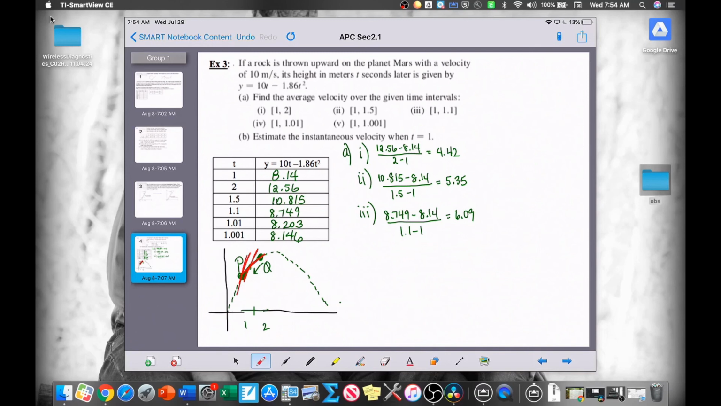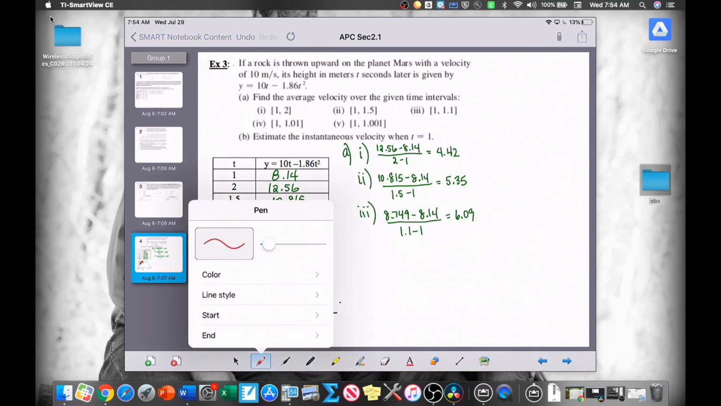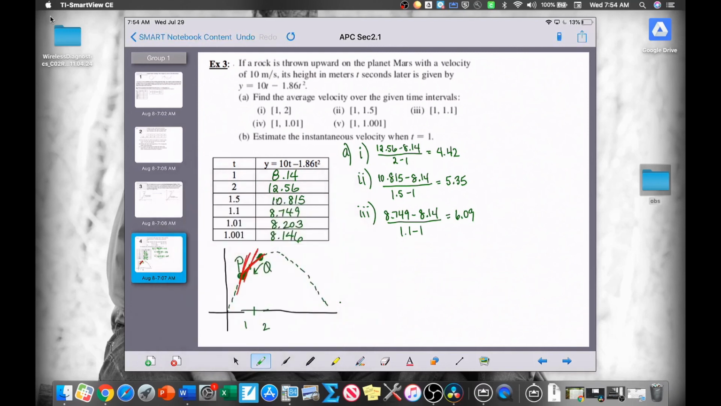All right, so back to our slope calculations. The fourth one is 8.203 minus 8.14 over 1.01 minus 1, which gives us a slope of 6.3. And then finally, the last slope is 8.146 minus 8.14 divided by 1.001 minus 1, which gives us a slope of exactly 6.